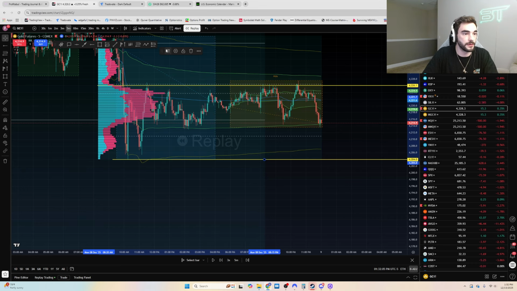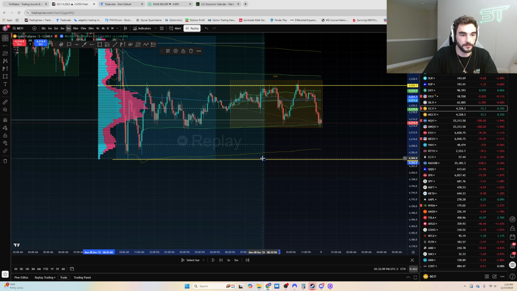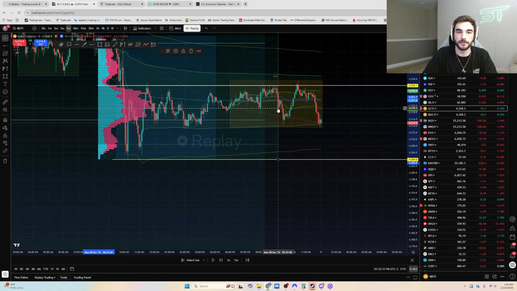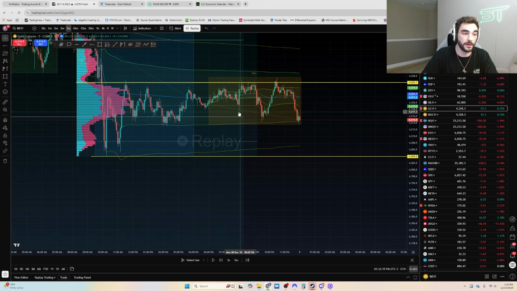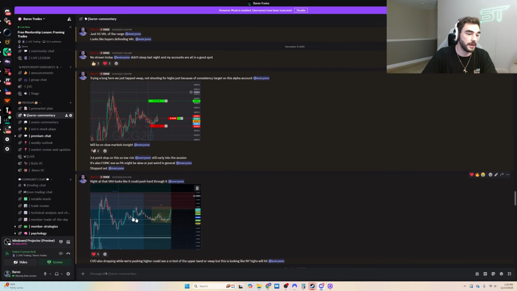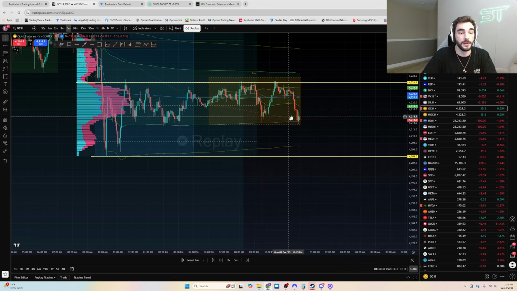So let me get rid of this extend right. This bounced right off that POC. I didn't like that personally. So I did get out of this trade, and then this came down lower, back down to that value area low. So I could have taken this all the way down to the value area low if I hadn't gotten scared out of it. It happens. But, I jumped out of it. So this is the framing behind it.